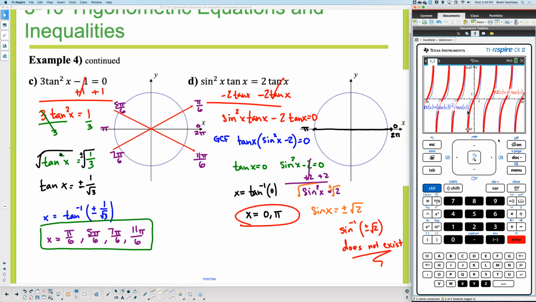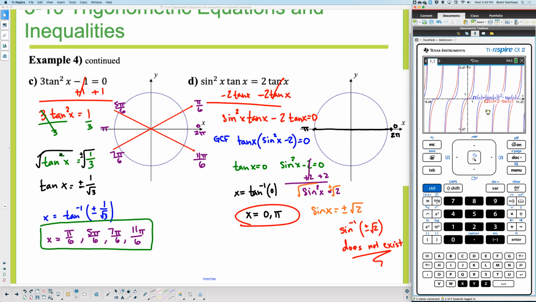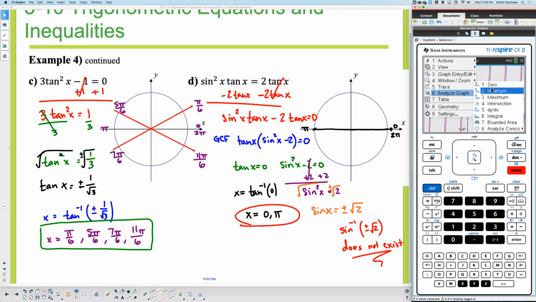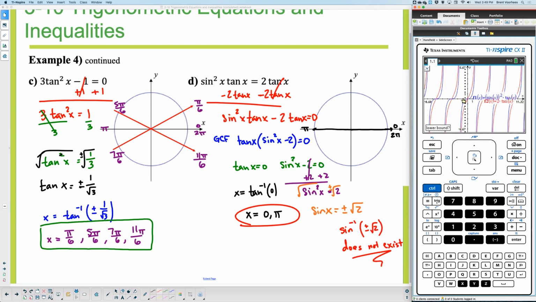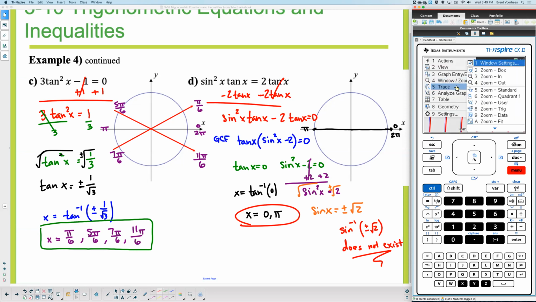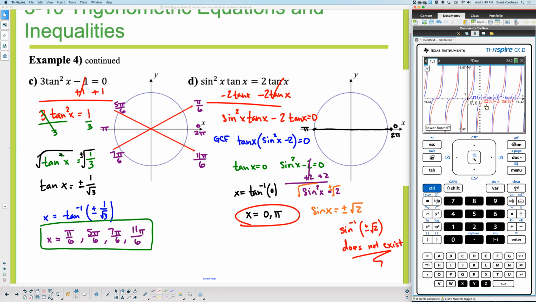Now I'm going to look for answers here. Let's go menu, analyze graph, intersections of these 2 graphs. You'll see we have an answer here at 0. I'll have another one, hopefully at pi. That would mean I did it right. Analyze graph, intersection. We could see this answer will be at 3.14.